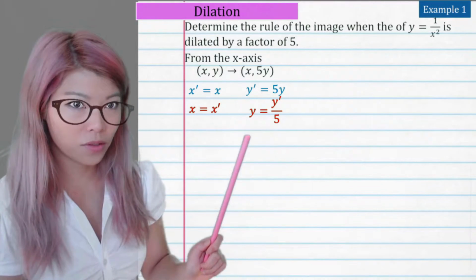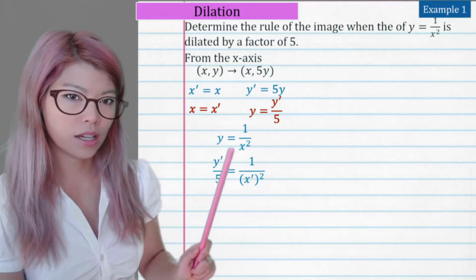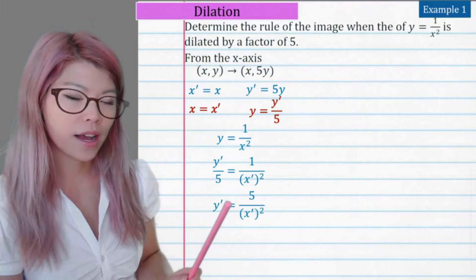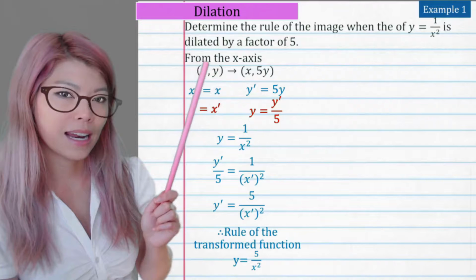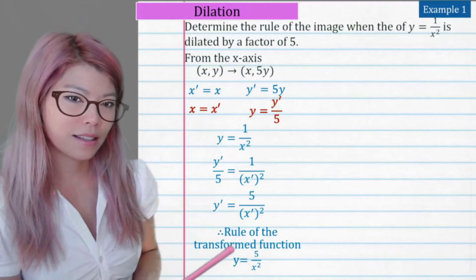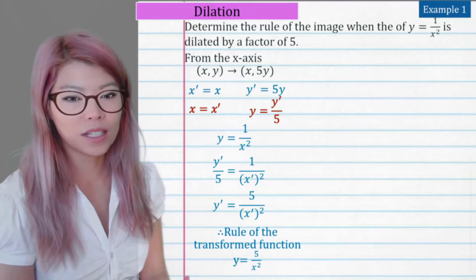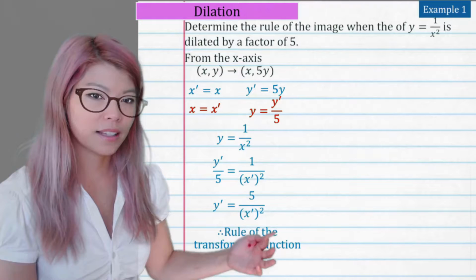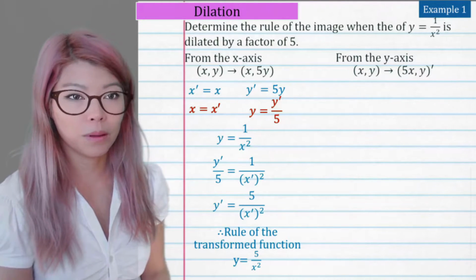And then what do you do after rearranging? You plug it into the original equation. So y dash over 5 goes there. And bringing the 5 over, we have y equals 5 over x squared. So when you dilate by a factor of 5 from the x-axis, you get a dilation factor of 5. Remember, previously you've learned dilation of a factor of something from the x-axis. This is the reason. Whereas from the y-axis, it looks completely different.